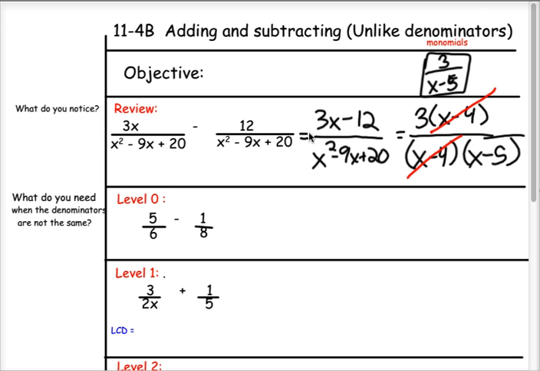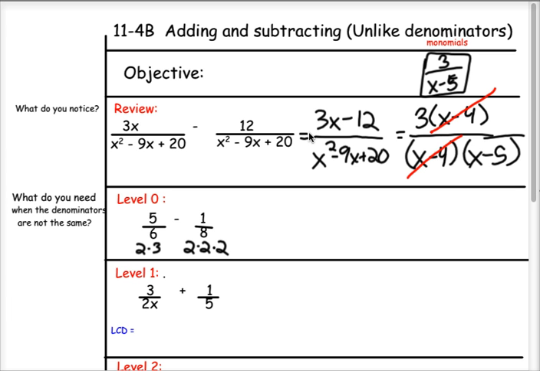So that's a little review of our previous notes. Now, what we're going to look at today, starting with level 0, which is no variables, is unlike denominators. Now remember, for these unlike denominators, what I always did is I split up what the denominators were. So 6 is 2 times 3, and 8 is 2 times 2 times 2.